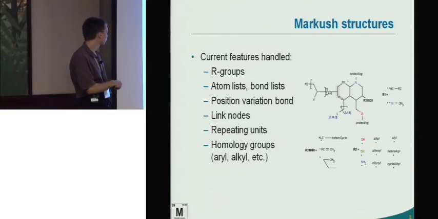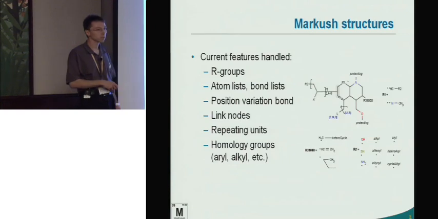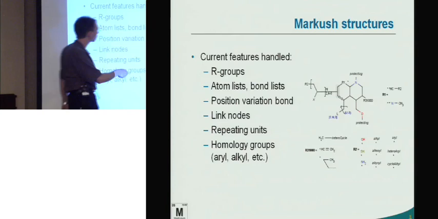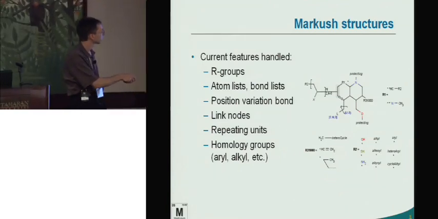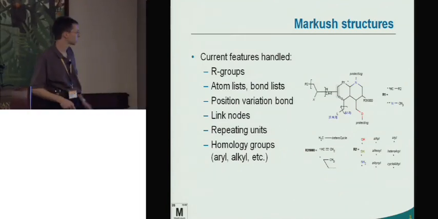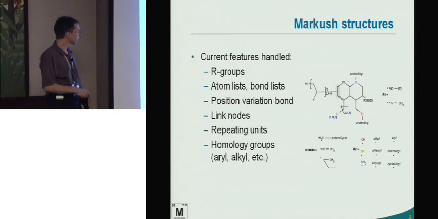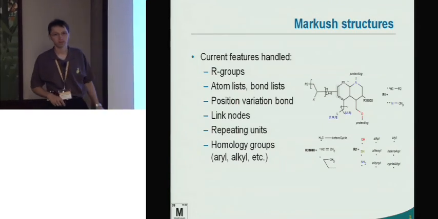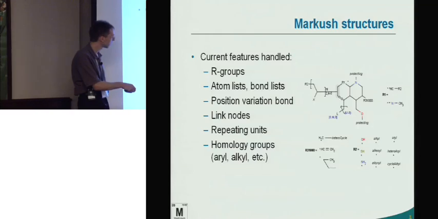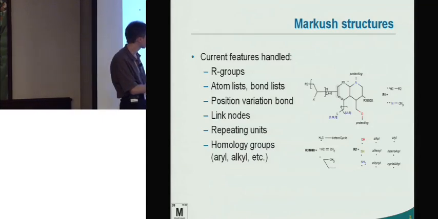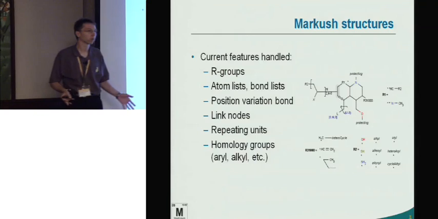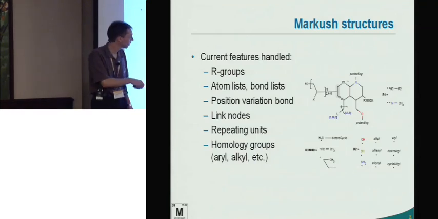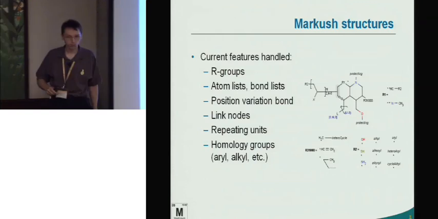A generalization of link nodes are the repeating units, which can be seen here. So this is a larger group which can repeat 2 times or 4 to 6 times. And finally, we have the homology groups, which are very popular in patent documents. This is a description of well-known chemical classes, for example, an alkyl group or an aryl group, and so on.